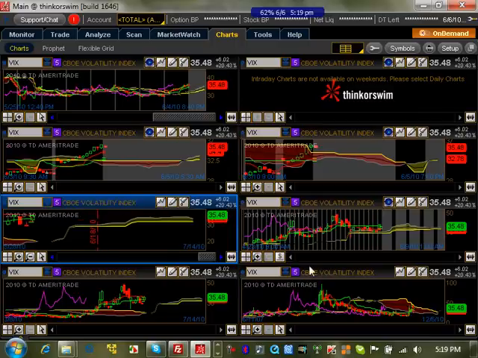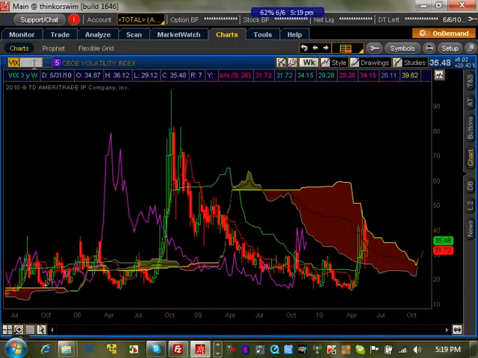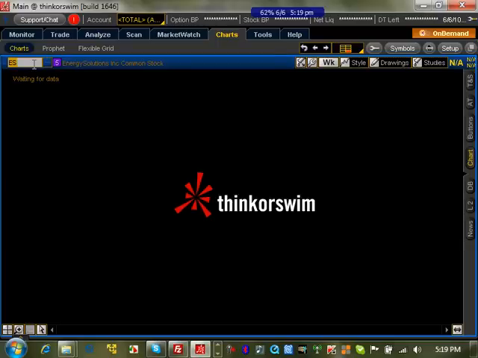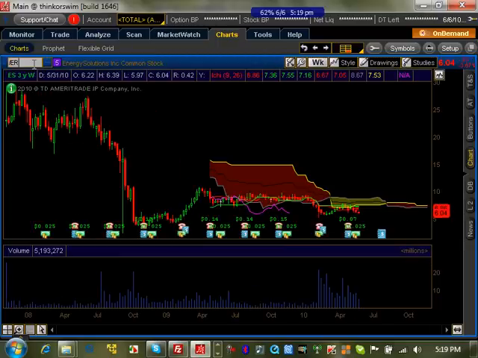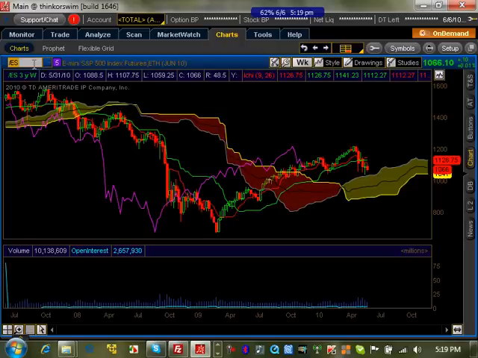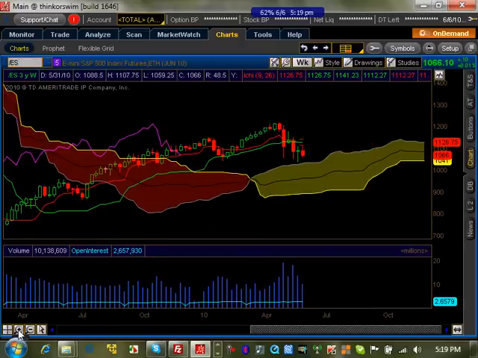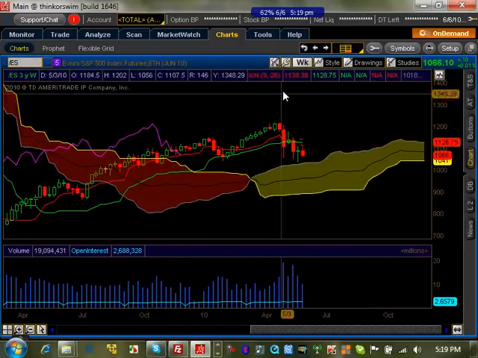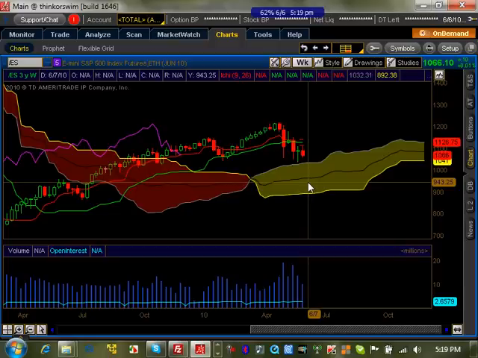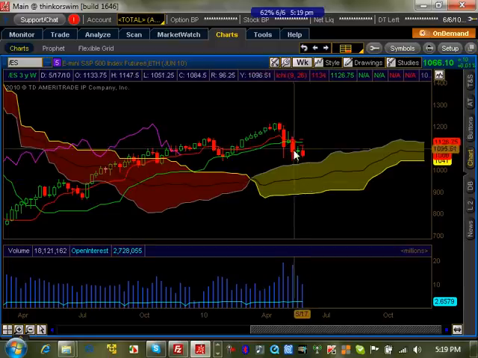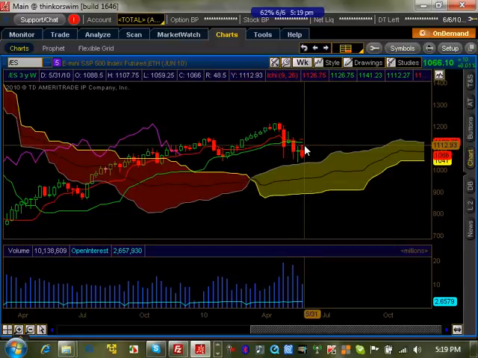Let's first go and look at the ES, which is the S&P mini futures. This is pretty much how a lot of people gauge the markets. We're going to look at the weekly chart of the ES. And if you look at the weekly chart of the ES, it tells you the exact same thing the VIX is telling you. We are consolidating.